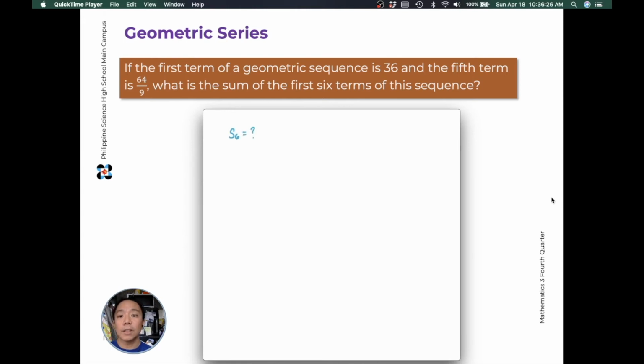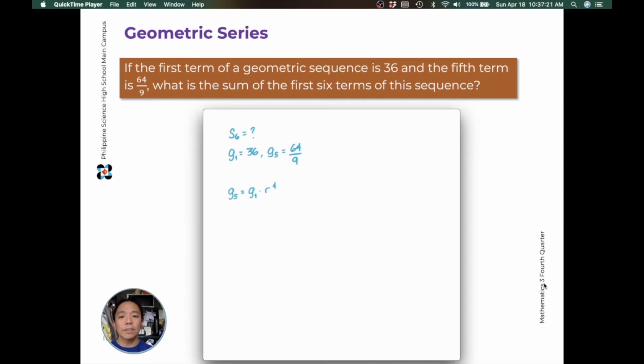We're looking for the sum of the first 6 terms. And the first term is 36, the fifth term is 64 over 9. And we need the common ratio para magamit natin yung formula. So first, gamitin natin yung formulas ng geometric sequences to find the common ratio. So g sub 5 is equal to g sub 1 times the common ratio multiplied to the first term ng ilang beses, 5 minus 1 times, or 4.